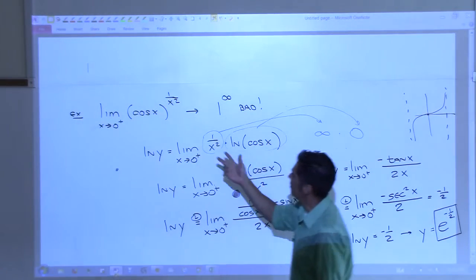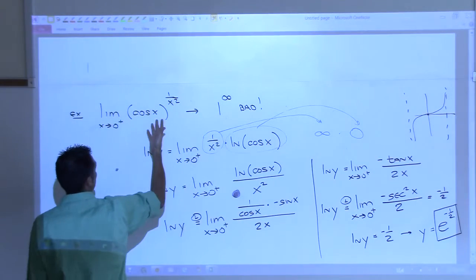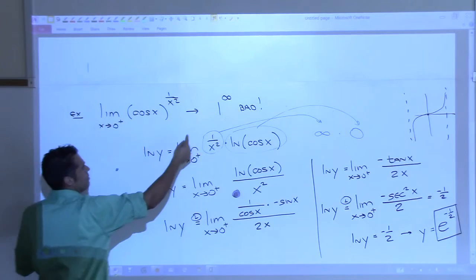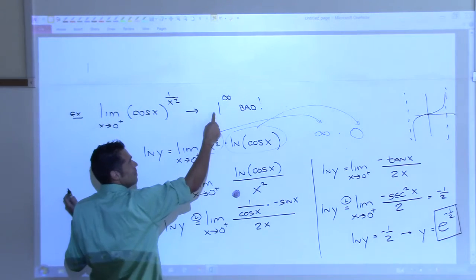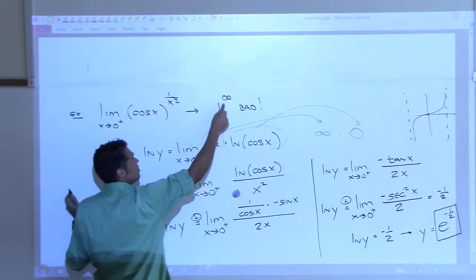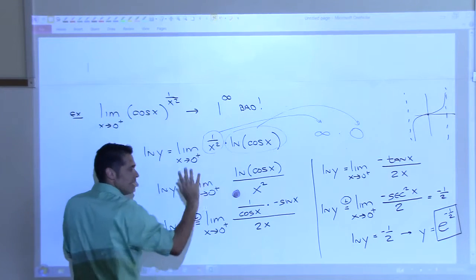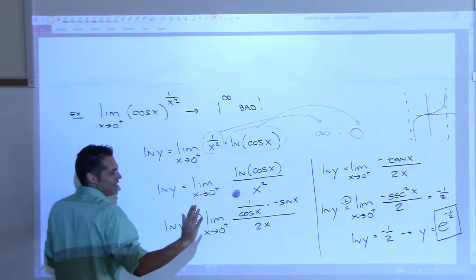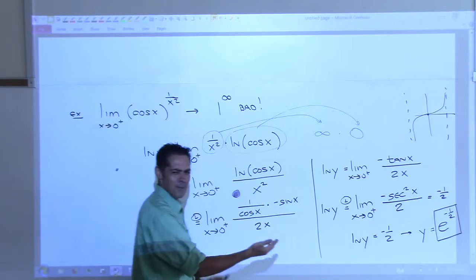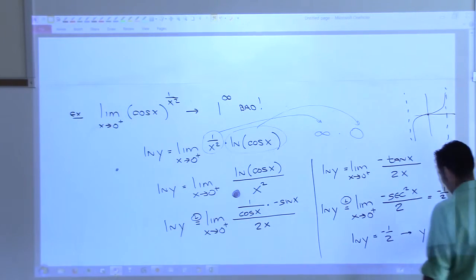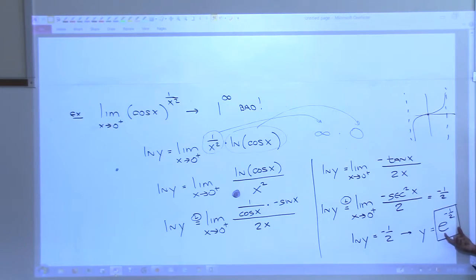That's kind of crazy that this limit spits out, like the base wants to be 1, right? The base is like, I want to be 1. And then the exponent's like, I want to make you big. And they settle, right? They compromise. They compromise, but they compromise on such a weird number. They're like, okay, we'll meet somewhere in the middle. We'll meet at e to the negative 1/2. Okay, that's what happens.